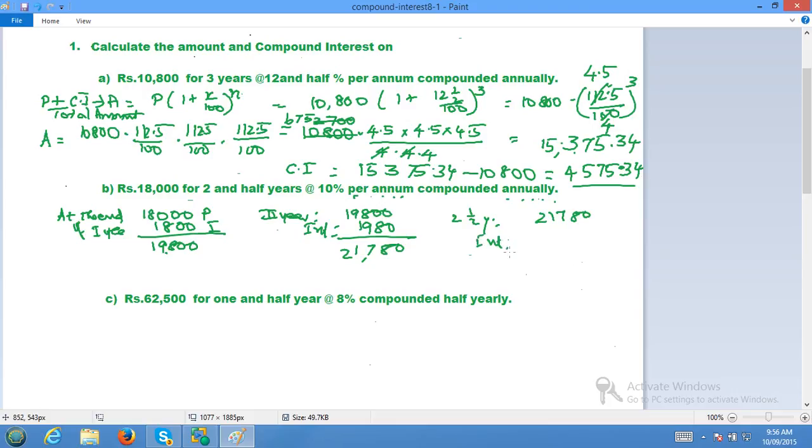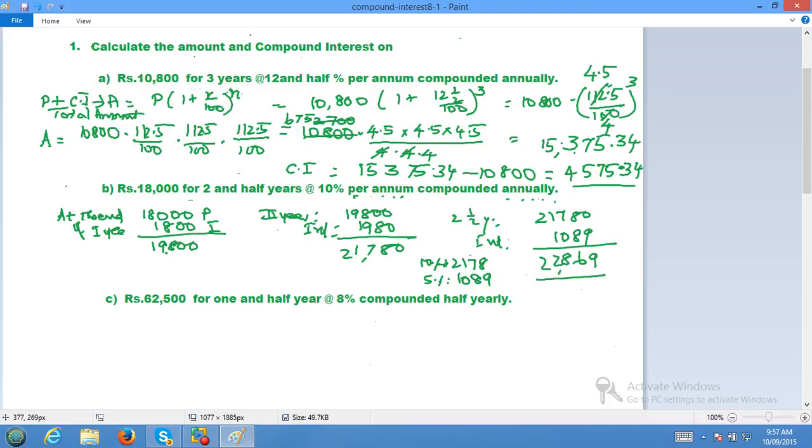Interest for half a year: what is the interest for half a year? Interest for 1 year is 10%, so interest for half a year is 5%. Simple. So 10% of this is 2,178, and for half a year it is 5%, half of this one, 1,089. So we add this interest 1,089. At the end of 2.5 years, you get this much in rupees.